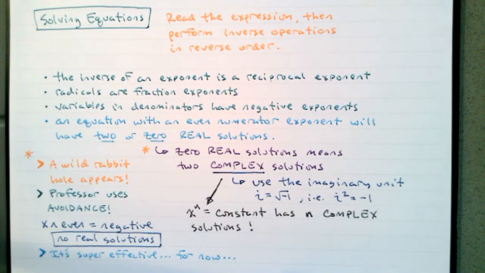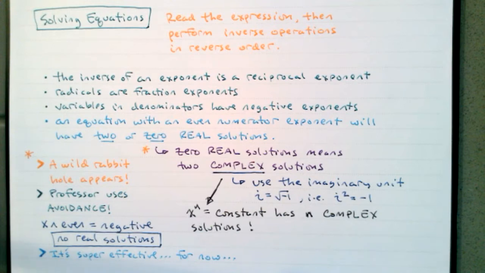0 real solutions means that we'll have 2 complex solutions. Complex solutions will be using the imaginary unit i, which is the square root of -1. i is the imaginary unit such that when you square it, you end up with -1. No real number can have this property because when you square a real number, you copy the sign so that the signs have to be the same. If x is positive, it's a positive times a positive, that's positive. If x is negative, then it's a negative times a negative, and that's positive.